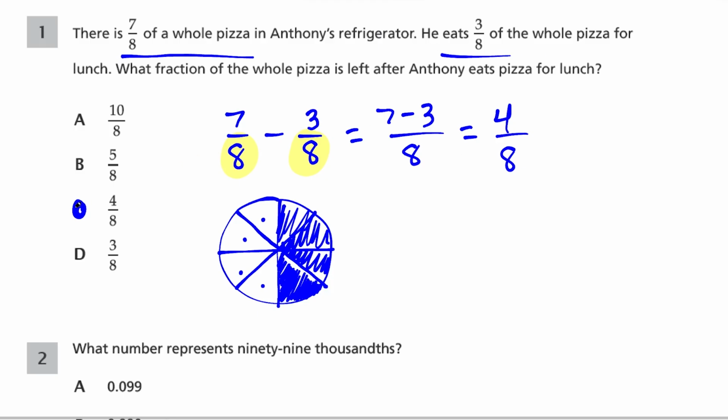Now, this question is a little bit sloppy. I would like to see them reduce this fraction here and divide the top and bottom by 4. And then this would reduce to 1/2. We could see that half of the pizza is remaining. But in this case here, we don't have to simplify. So choice C is our answer.